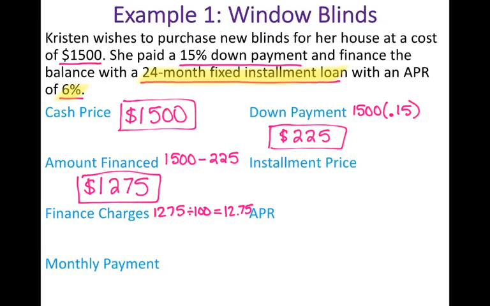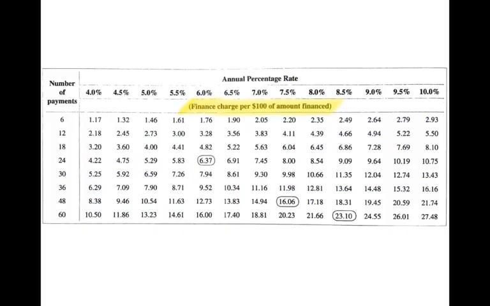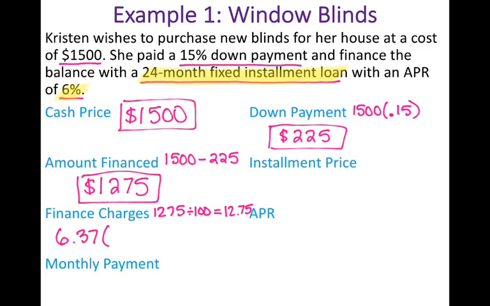And that was the $6.37. Okay, so what I'm going to do is take the $6.37. It was 637, right? Yeah, 637. And I'm going to multiply it by that 12.75. And that is going to give me my finance charges. So 637 times 12.75 is about $81.22. So there is your finance charge.